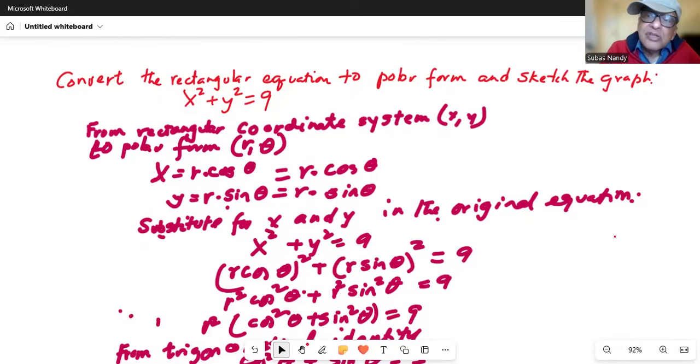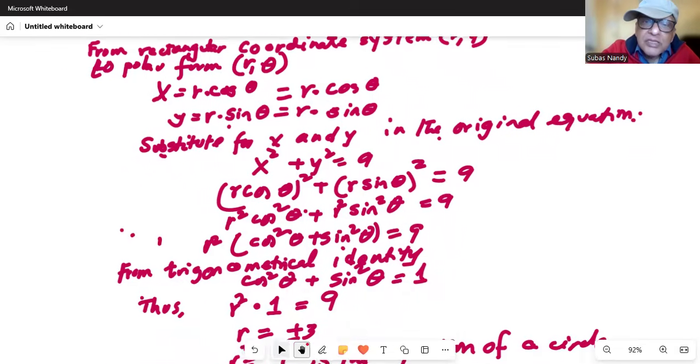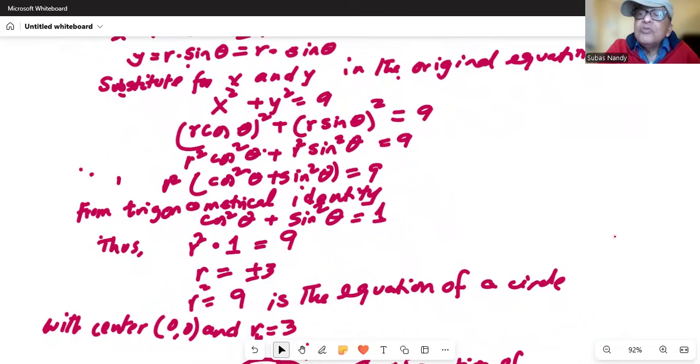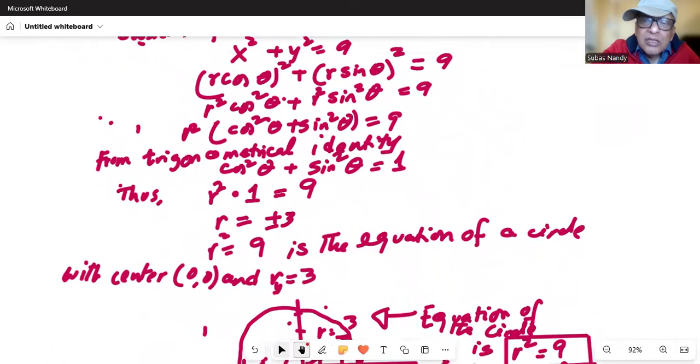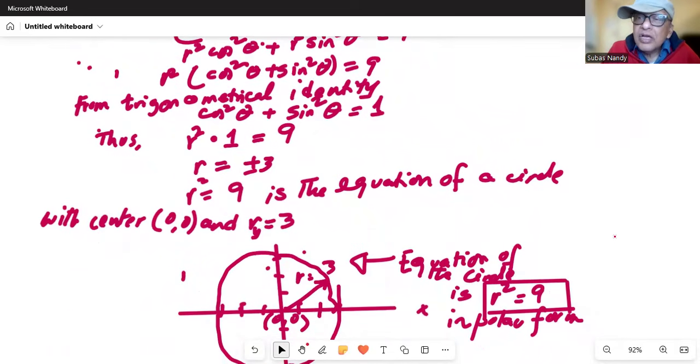So x is r cosine theta, y is r sine theta. These are the common conversion forms from the rectangular coordinate system to polar form. Again, r is the radial distance from the center. Theta is the angle that the radius makes with the horizontal x-axis. Now you plug in x equal to r cosine theta, y equal to r sine theta, and simplify. You have to use the trigonometric identity cosine square theta plus sine square theta equal to 1. The equation will finally be r square equal to 9, or r is equal to plus or minus 3. So this is the equation of a circle whose center is the origin 0 0 and radius is 3.